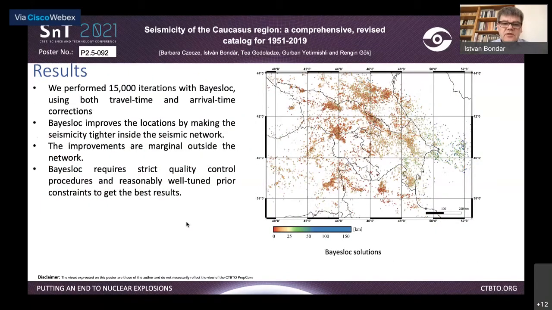Using the ground truth events as fixed points, we relocated the entire seismicity of the region using BayesLoc, which is a Markov chain Monte Carlo, multiple event relocation method, which is able to relocate entire regions of seismicity. The results show that inside the network, BayesLoc makes the seismicity even tighter. However, outside the network, the results are less reliable. If you have any questions, please come to my poster.